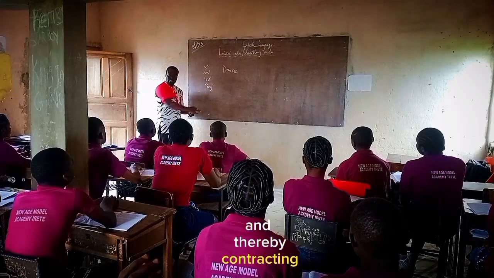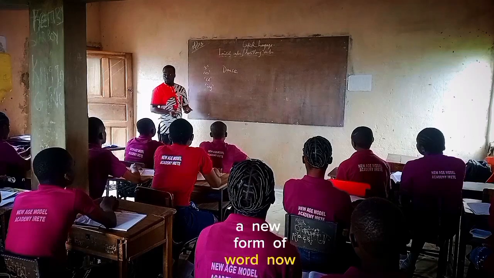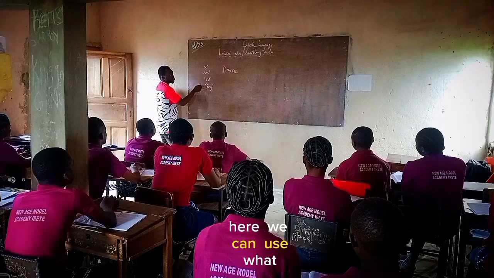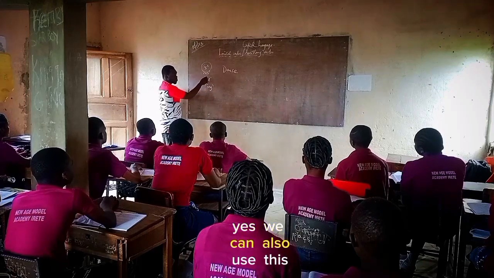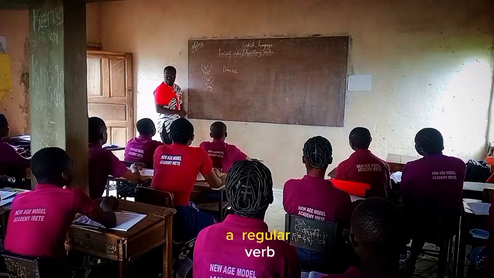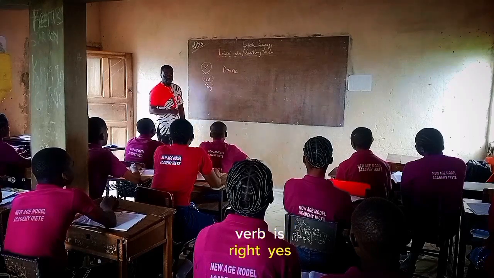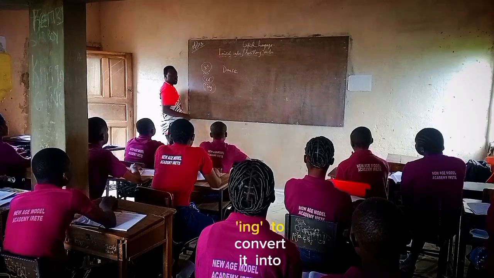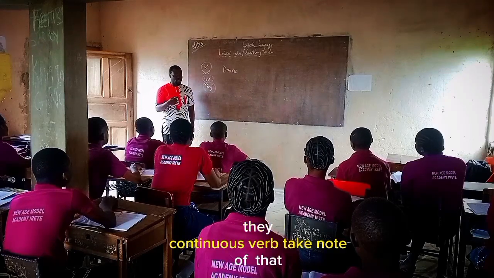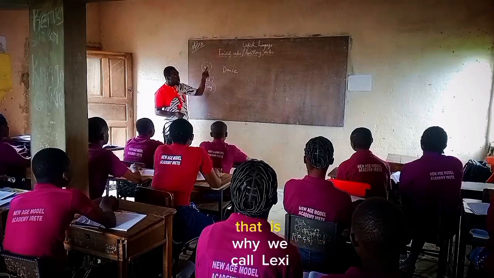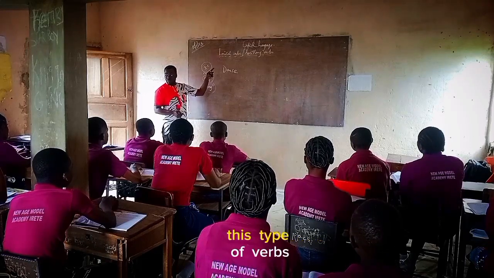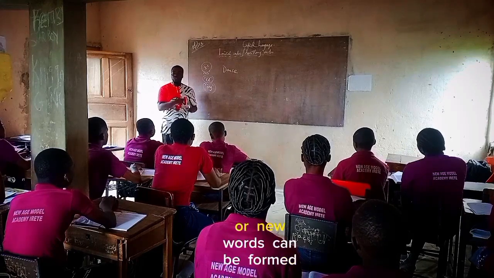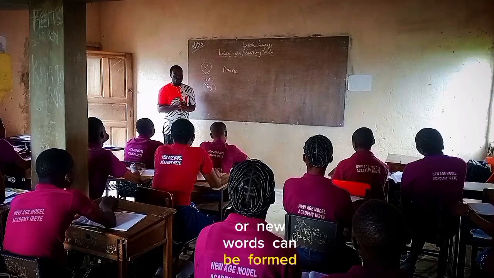Thereby converting it to become a new form of word. Now which of these elements can easily blend with the verb here? We can use this one, right? Yes. We can also use this one to become a regular verb. Remember what a regular verb is, right? Yes. The verb that ends with the suffix ed. We can also use the ing to convert it into a continuous tense. Take note of that, please. That is why we call this type of verbs lexical verbs, because by means of inflection, the verb can be converted or new words can be formed. Do you get it now?